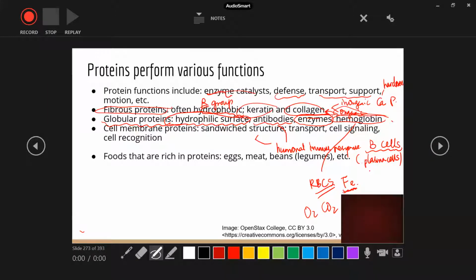All right, there are also some proteins that can be found in the cell membrane, and usually they have a sandwiched structure. So what does it mean? Now, let me draw the basic structure of the cell membrane. Earlier, when we talked about the lipids, we mentioned that the phospholipid is the backbone of the cell membrane. And if you remember, the phospholipid has a couple of important components, right?